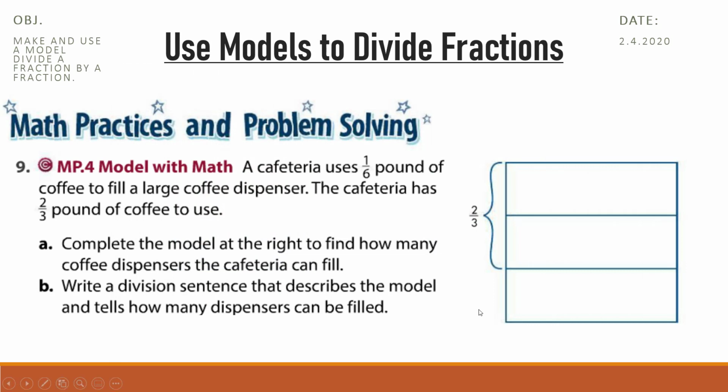Now open your books page 608. In question number 9, a cafeteria uses 6 pounds of coffee to fill a large coffee dispenser. The cafeteria has 2/3 pounds of coffee to use. So the total here is 2/3, and the cafeteria uses 1/6 pound to fill one large coffee dispenser. Complete the model at the right to find how many coffee dispensers the cafeteria can fill.